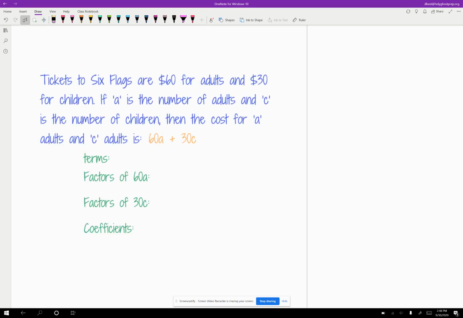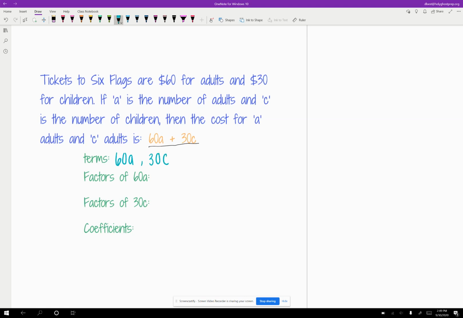Six Flags tickets are up to $60 for adults and $30 for children. If A is the number of adults and C is the number of children, then the cost for all of our adults and children is represented by this expression, 60A plus 30C. All of my terms, I only have two. I've got 60A and I've got 30C.